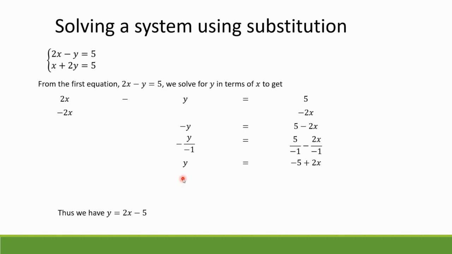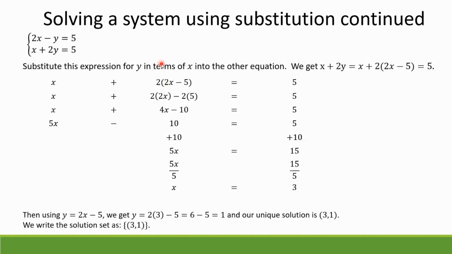Okay, that's great. So from the first equation, we got y in terms of x. So what? Well, if that's what y has to be in terms of x, then in the second equation, if we were to substitute, we would get x plus 2y is x plus 2 times 2x minus 5. Now that's the second equation, so this sum has to be 5.